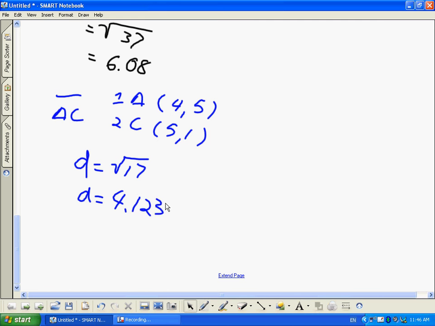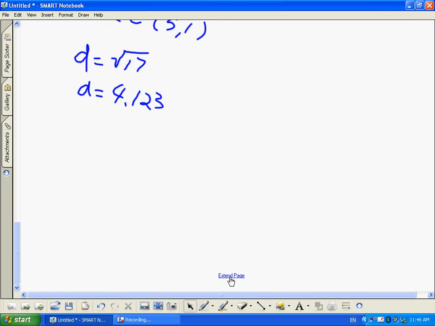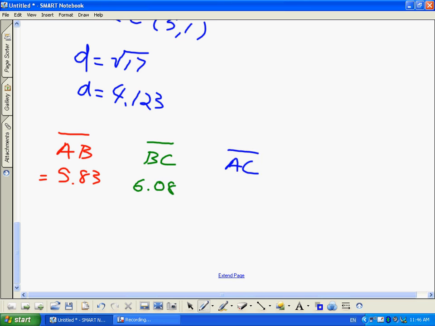So it's the same steps as before, guys. We just skipped them because I've already repeated it twice. That would have been our answer in the end. So let's recap here. We had AB, which was 5.83. And then BC, which was 6.08. And then AC was 4.123.